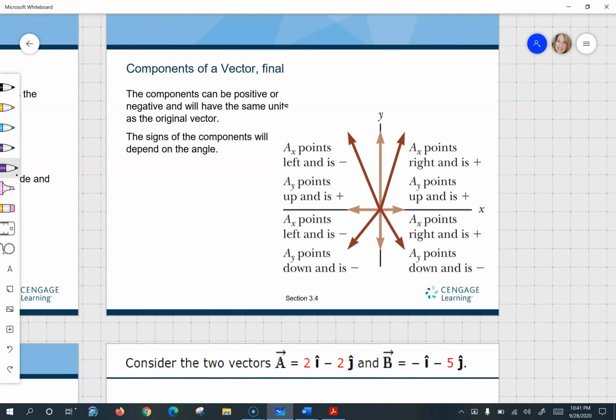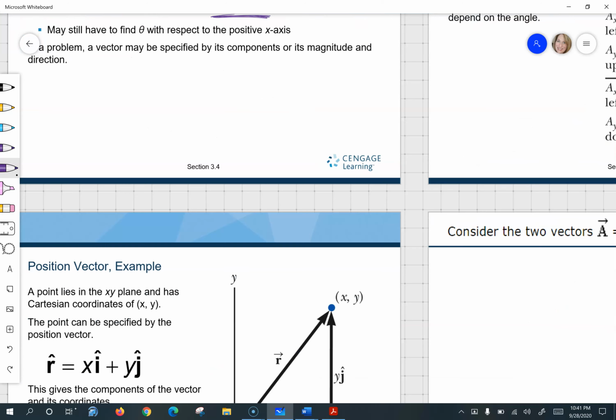Alright, real quick, your components for your vectors are either going to be positive or negative. You have to be really careful with that. If your vector's in this first quadrant, then you have positive x, positive y. If it's over here, it's a negative x and a positive y, and so on and so forth. If it's down here, we know that's negative, negative. If it's down here, that's positive, negative. So just be real careful when we're practicing those.